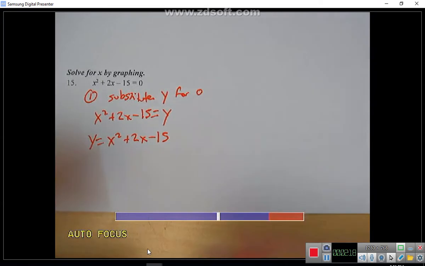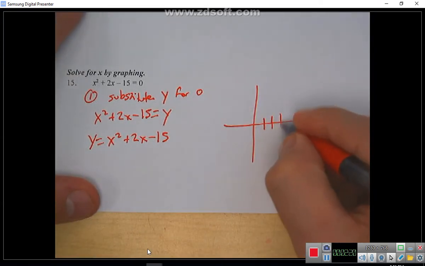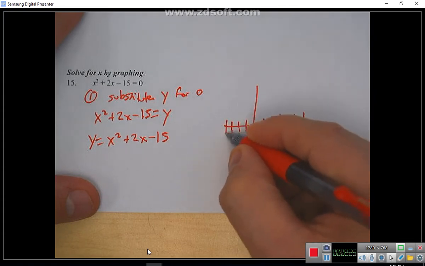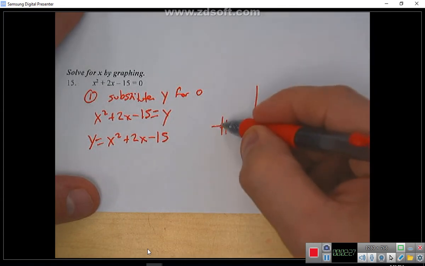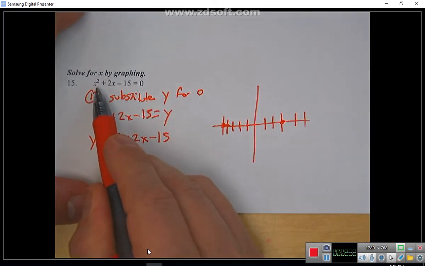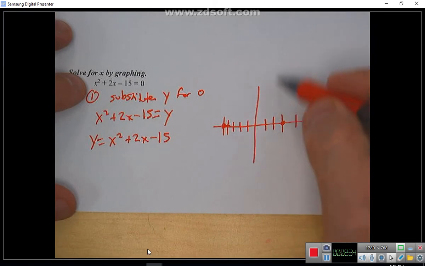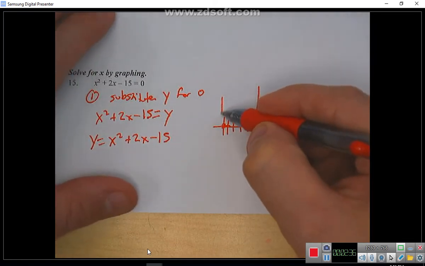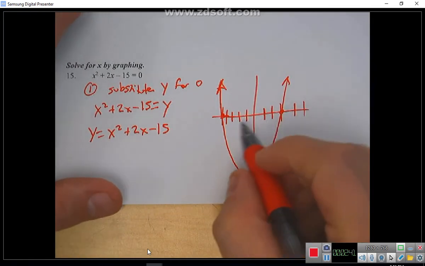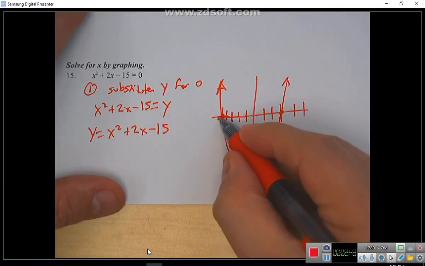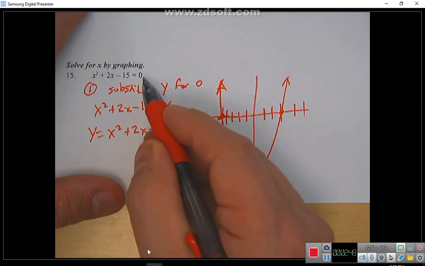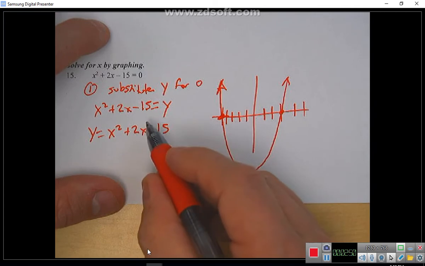On our Cartesian grid, 1, 2, 3, we have an x-intercept here, and negative 5, 1, 2, 3, 4, 5. So our parabola, because it's a positive x squared, is going to open upward. So our parabola is going to look something like this. But the important part is that because we've assigned the y to 0, our x-intercepts are the solutions.